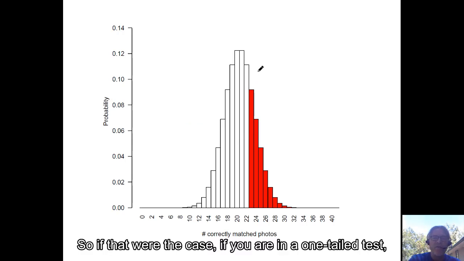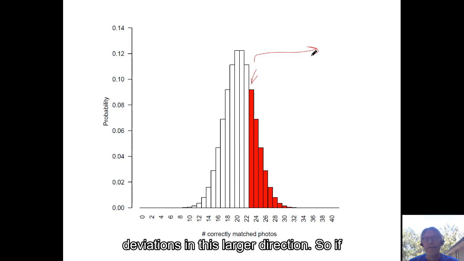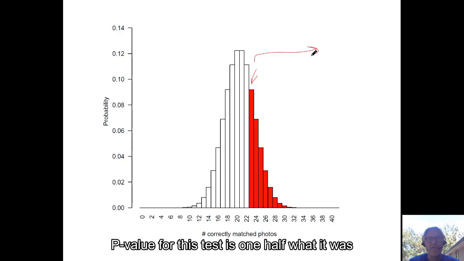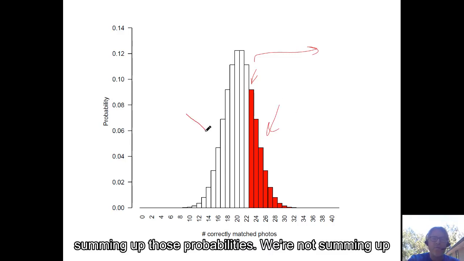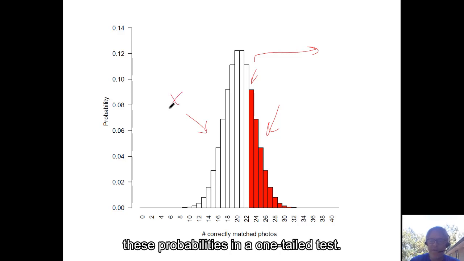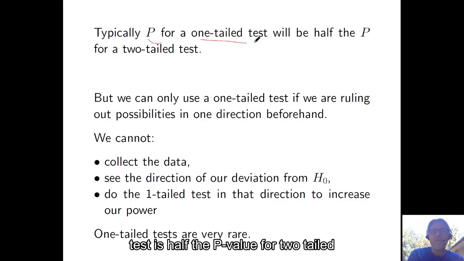So if that were the case, if you were doing a one-tailed test here, it would just be deviations in this larger direction. So if you think about what's going on here, the p-value for this test is 1/2 what it was before, because we're only summing up those probabilities. We're not summing up these probabilities in a one-tailed test. So typically, the p-value for a one-tailed test is half the p-value for a two-tailed test.